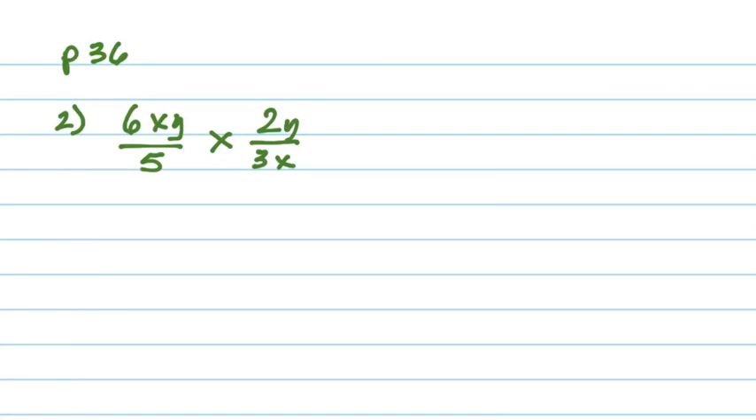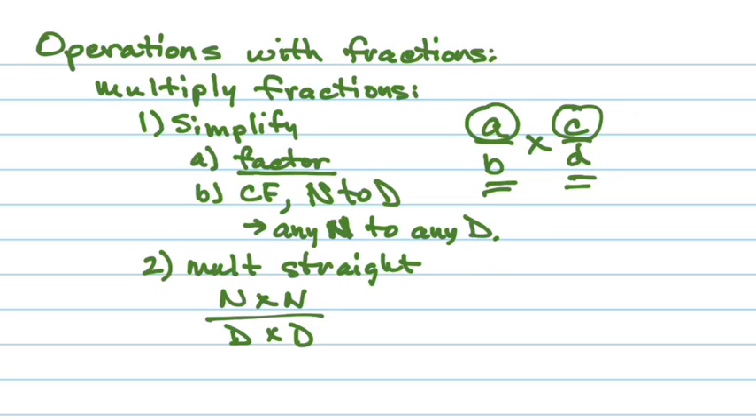Now, again, write it down in time. Pardon me? What was the last thing you wrote on the previous page? I didn't write it down in time. To numerate, multiply straight across. Oops, I forgot the word across. Multiply straight across. Numerator times numerator, denominator times denominator. Okay? Thank you. You're very welcome.